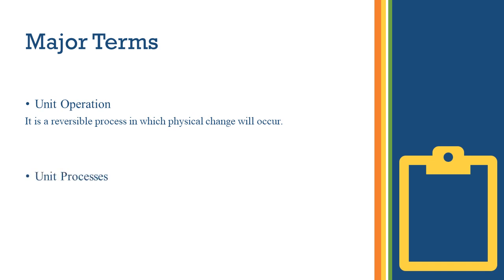The first term is unit operations. A unit operation is a reversible process in which we convert a raw material into a valuable product through a physical change. And the second major term in chemical engineering is unit processes, which is an irreversible process in which we convert a raw material into a valuable product through a chemical change.